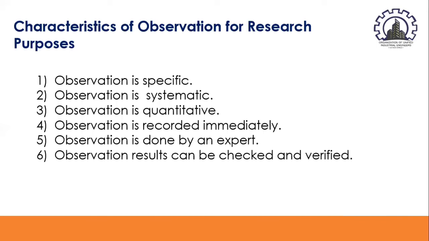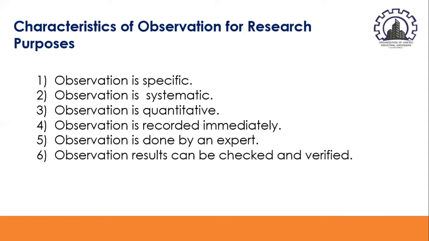So take note that characteristics that distinguish observation for systematic investigation purposes may be differentiated from ordinary looking around as follows. First, we have observation is specific. So what do we mean by this characteristic? If we say observation is specific, the observation is specific, not just looking around for general impressions, with carefully defined things to look for. And if we say observation is systematic, observation of behavior for research purposes is systematic, not a chance jumping in on a situation at any time when one happens to be passing by.